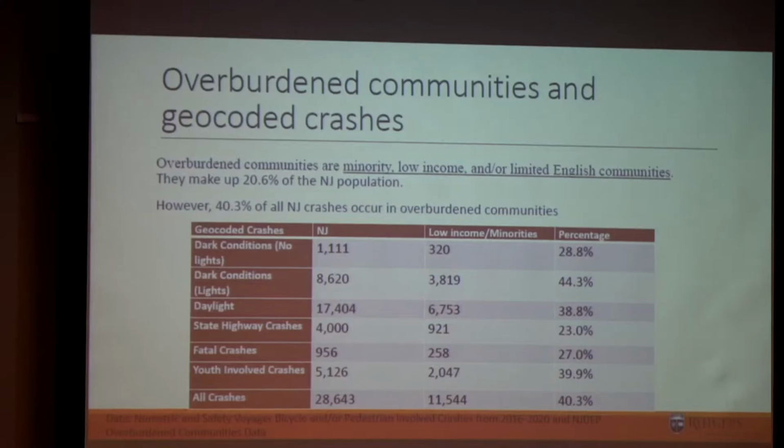And when I say crash, this whole time I'm talking just about those pedestrian and bicyclist involved crashes. So not the car and car crashes, just the ones that involve a motor vehicle and a pedestrian, or a motor vehicle and a cyclist. So yes, that's a huge problem that we have. A person in an overburdened community is twice as likely, essentially, to be involved in a crash than a person not in an overburdened community.